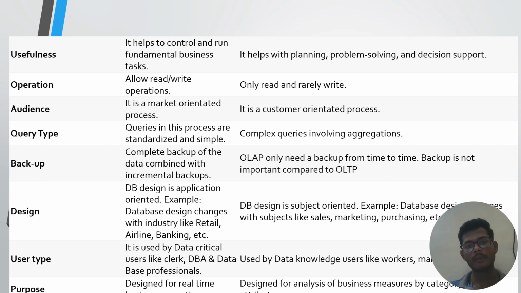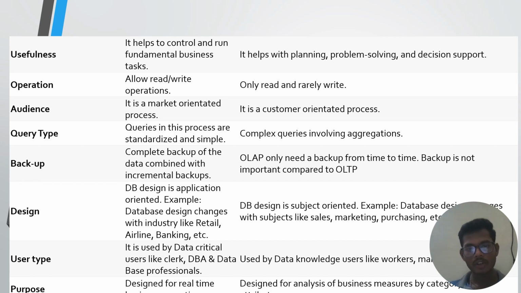Backup. For OLTP, a complete backup of the data combined with incremental backups is needed, and DB design is application oriented. Whereas OLAP only needs a backup from time to time. Backup is not as important compared to OLTP. Design. Database design changes with the industry, like retail, airline, banking, etc. Whereas for OLAP, DB design is subject oriented. For example, database designs with subjects like sales, marketing, purchasing, etc.